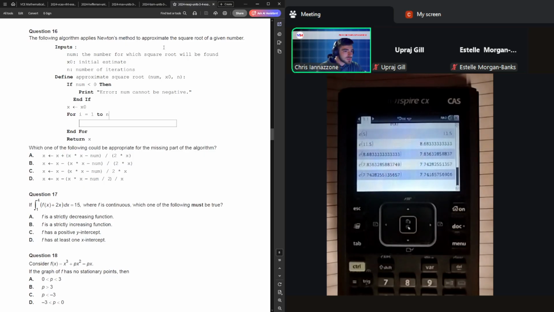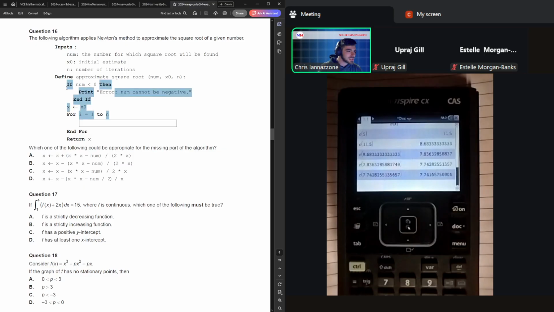Okay, approximate square root. Newton's method to approximate the square root of a number. That's interesting. How's that working? Newton's method to do a square root. Yeah, okay, so I guess it's just square root x. Not sure I fully understand that yet. Let's work through the algorithm and see if we can decipher it. If num is less than 0, then error, number can't be negative. I guess that should make sense. We can't have a negative inside the square root.